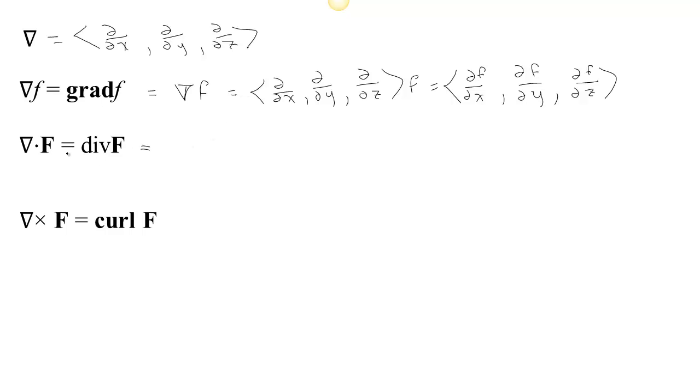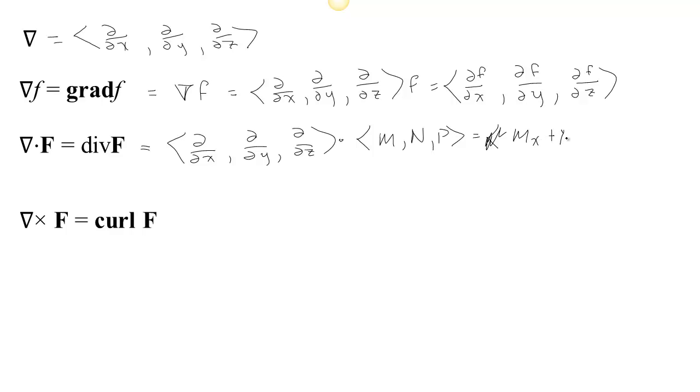Now for the divergence, you're taking that del operator, d/dx, d/dy, d/dz, and you're dotting it with your vector valued function, which would have, in this case, 3 components. And what we get is a scalar, right, when you dot vectors. So you're going to get the partial of m with respect to x plus the partial of n with respect to y plus the partial of p with respect to z.